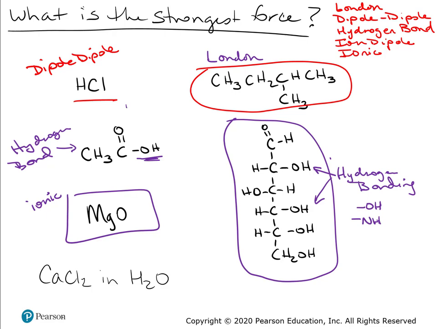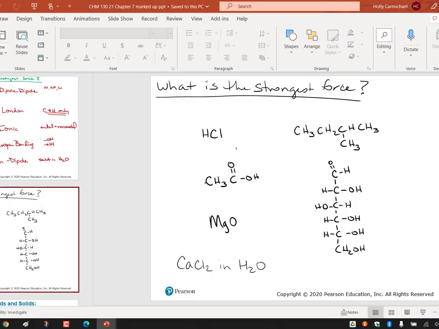And then the last one, CaCl2 and H2O. This one's ion dipole. It's just a salt dissolving in water. Okay, so I gave you a couple of examples of those ones. I just wanted to go back and make sure that we did one more.